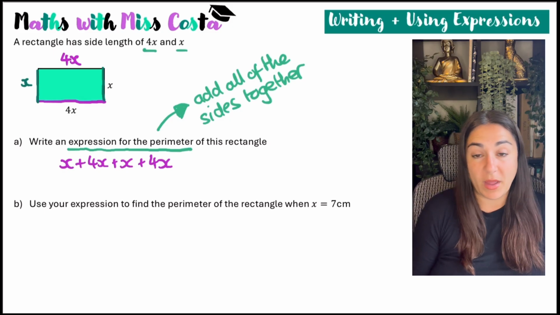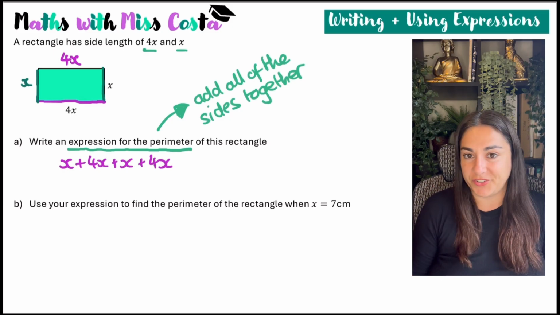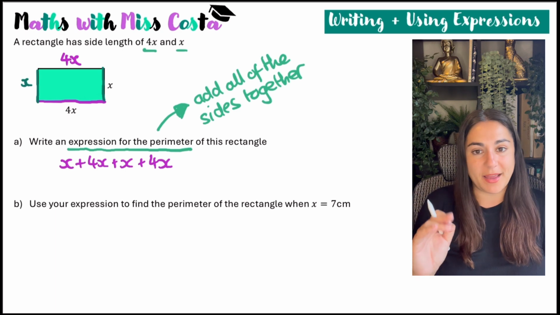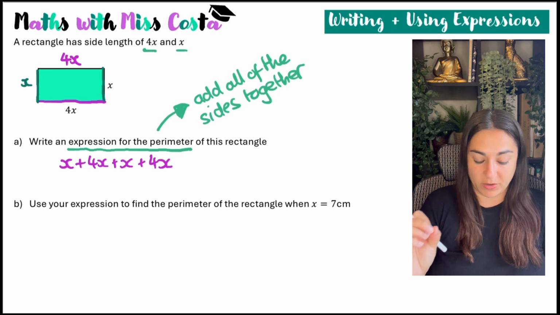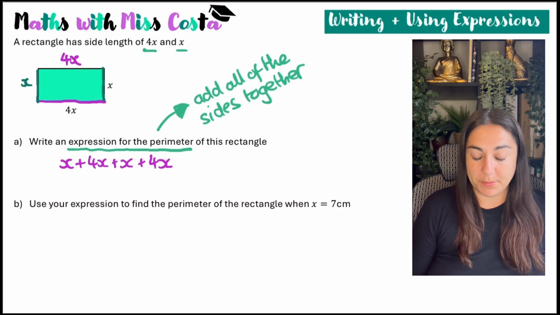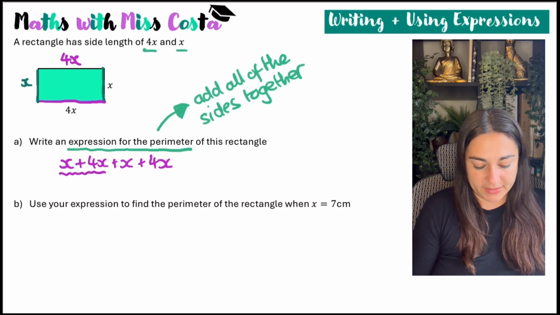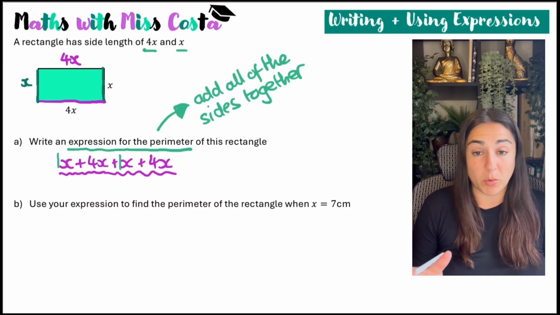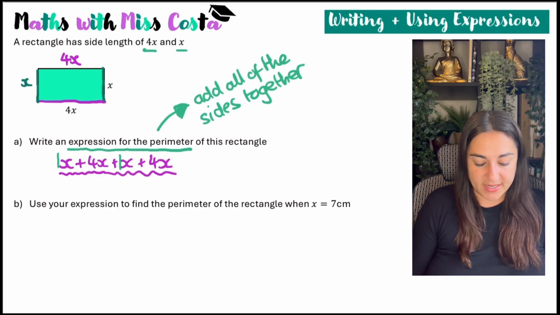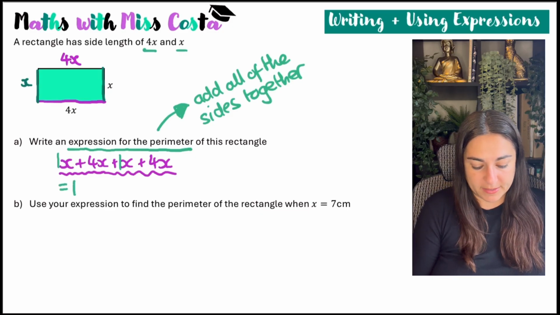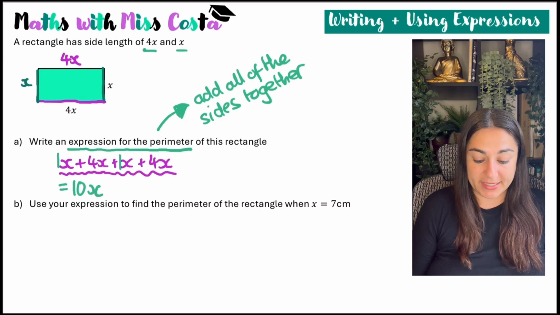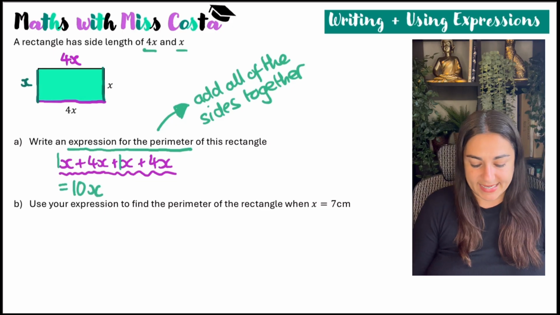I don't need to work out what it is. I need to write an expression. When I'm writing an expression, that means I don't need to actually work out the numerical value, but I do need to simplify it. So I've got x plus 4x plus x plus 4x. Whenever you've got an x, you can imagine there's an invisible 1, because it's one lot of x. So 1 plus 4 is 5, 1 plus 4 is 5. So that is going to be 10x. So an expression for the perimeter is 10x.